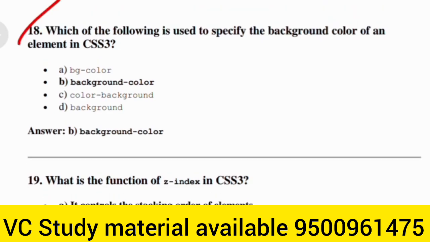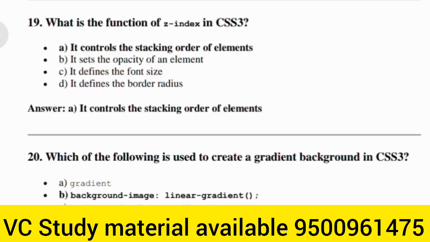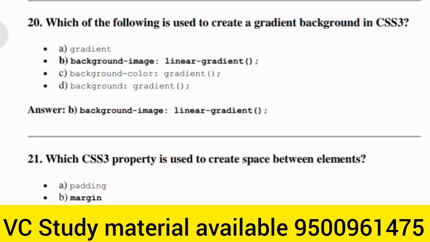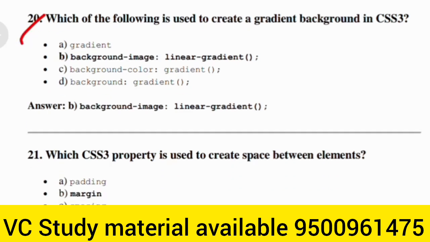Which of the following is used to specify the background color of an element in CSS3? Background color. What is the function of z-index in CSS3? It controls the stacking order of elements. Which of the following is used to create a gradient background in CSS3? Background image linear gradient.